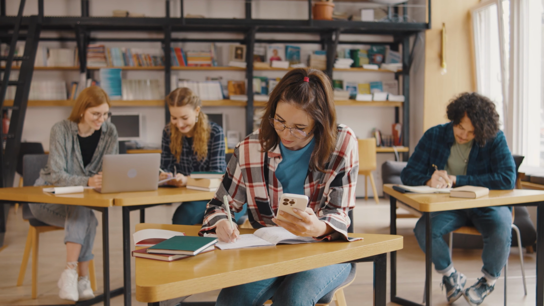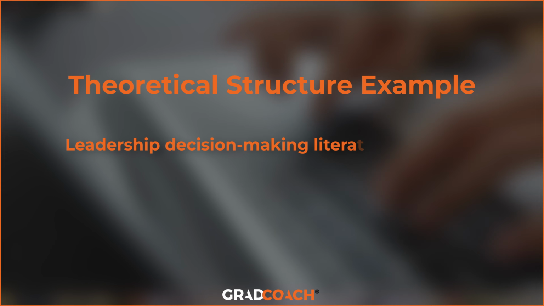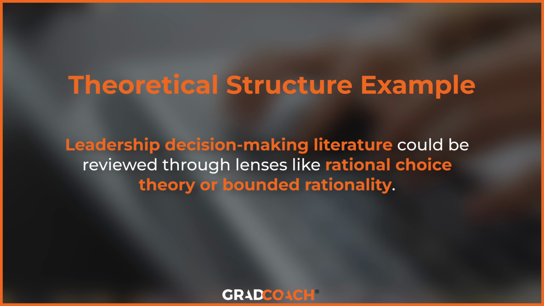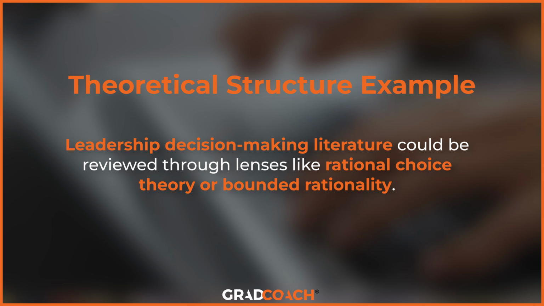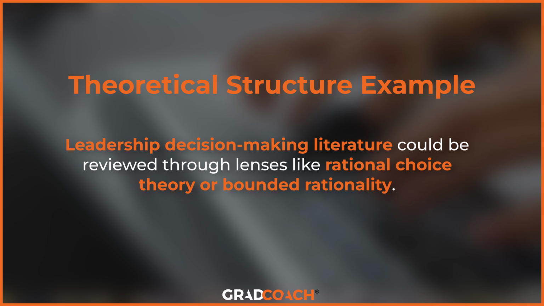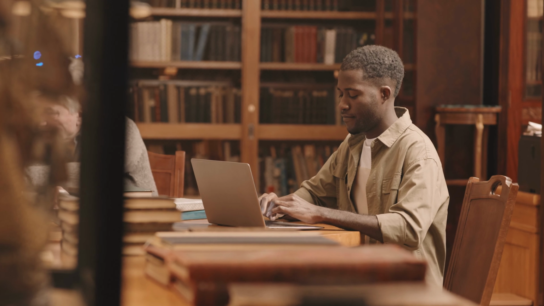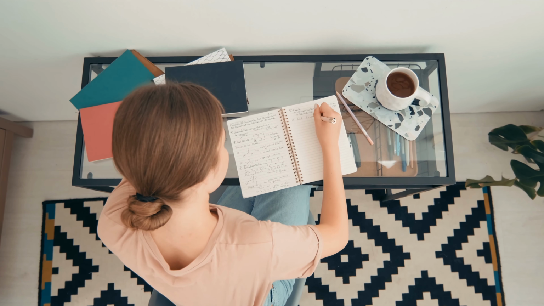Another widely used structure is the theoretical or conceptual review. Here, the literature is organized around major theories or frameworks used to explain the phenomena. Each section examines how the topic has been understood within a particular theoretical lens. For example, leadership decision-making might be reviewed through rational choice theory, bounded rationality, and sense-making frameworks. A theoretical structure is particularly strong when your study adopts or integrates specific theories. It shows examiners that you understand the conceptual landscape and positions your work clearly within it.